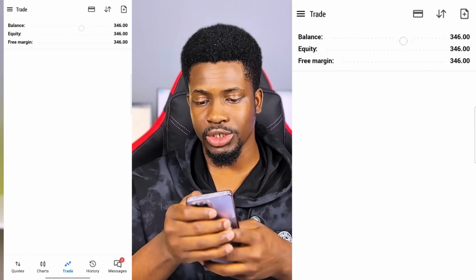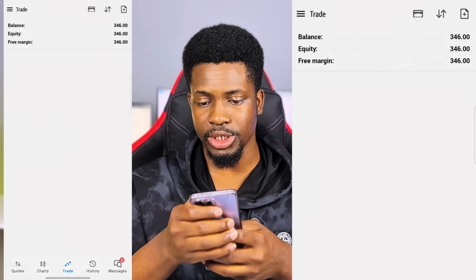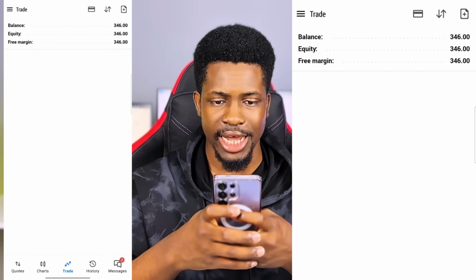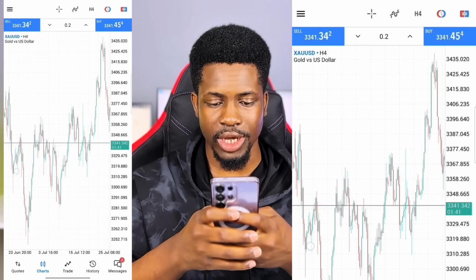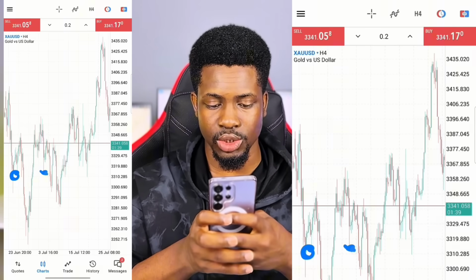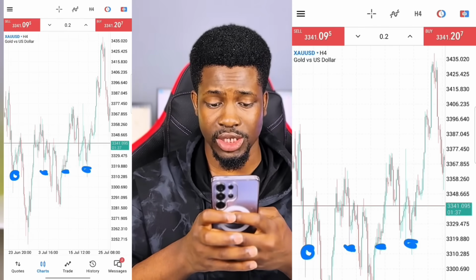Okay, now let me just show you this one more time before we start storming into our trade, right? And now let's just dive straight to our chart now, so we can see what's happening on our chart. Okay, so we're just looking at our XAUSD. You can see this zone here, this zone, and then these zones just around the spot.